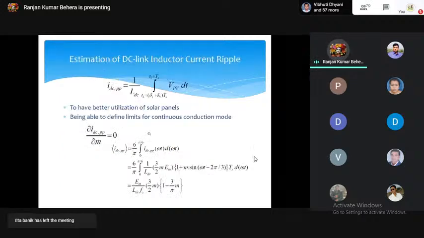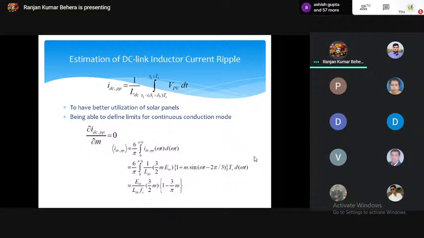And if you see here, you can find out for the continuous conduction mode, because there are two kinds of conduction mode. One is continuous conduction mode, another one is discontinuous conduction mode. In the continuous conduction mode, the most important thing is the continuous current. And in the discontinuous conduction mode, there may be some part of the cycle where the current is zero.